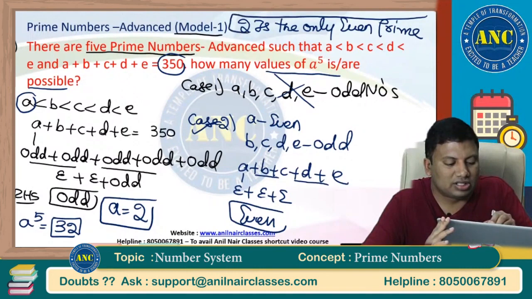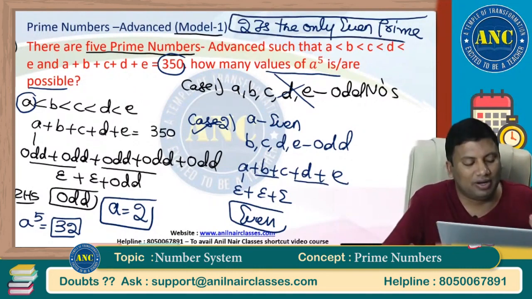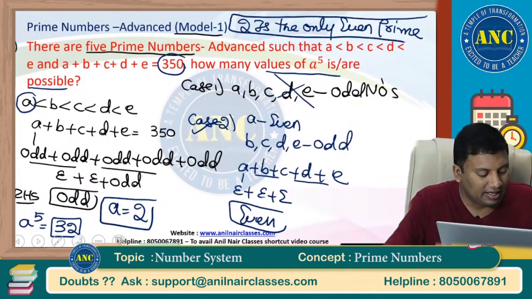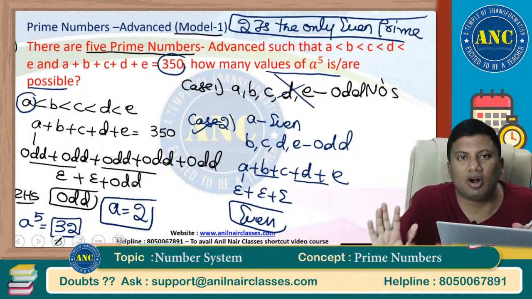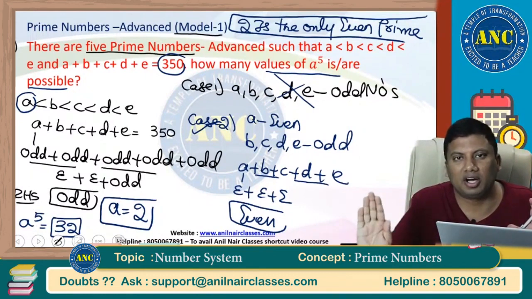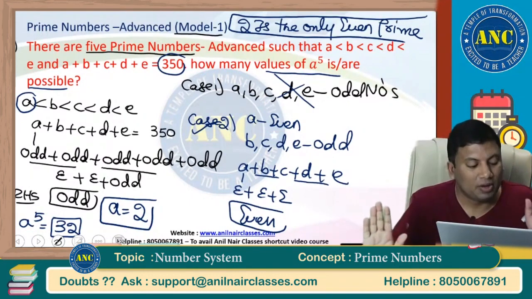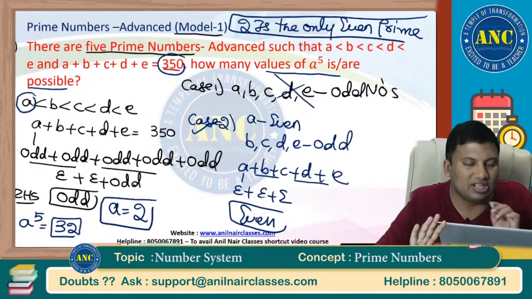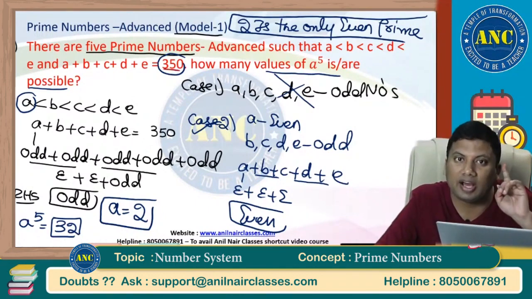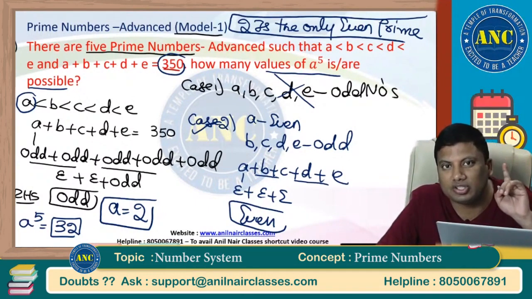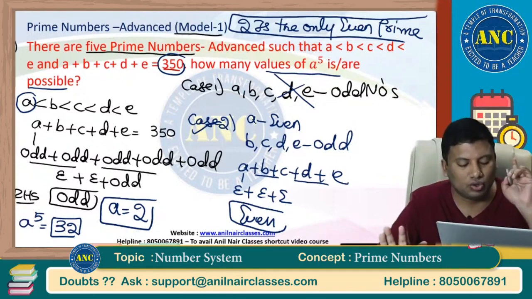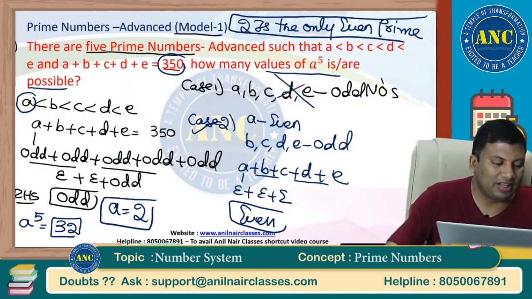How to use this concept? In finding the value of a variable. A plus B plus C plus D plus E is 350. Now if you see here, all of them are odd numbers. Odd, odd, odd, odd, odd. The answer I will get is odd. But in the question, 350 is an even number. One of them has to be even. What is the smallest prime number which is even? 2. So the answer is 2 power 5, 32.